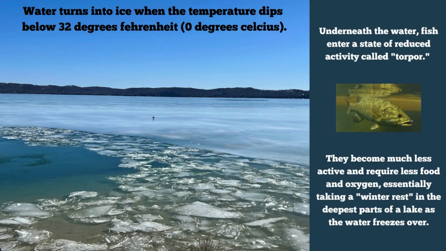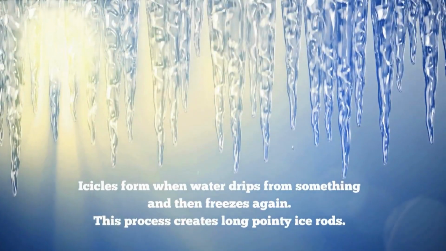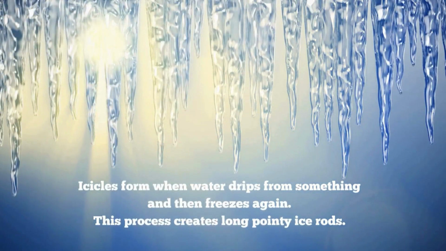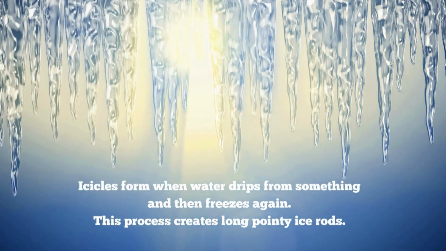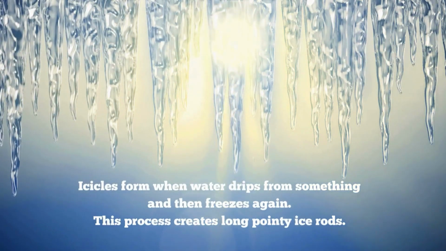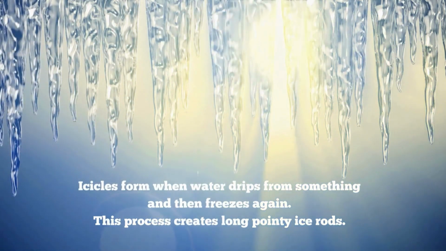Underneath the water, fish enter a state of reduced activity called torpor. They become much less active and require less food and oxygen, essentially taking a winter rest in the deepest parts of a lake as the water freezes over. Icicles form when water drips from something and then freezes again. This process creates long, pointy ice rods.